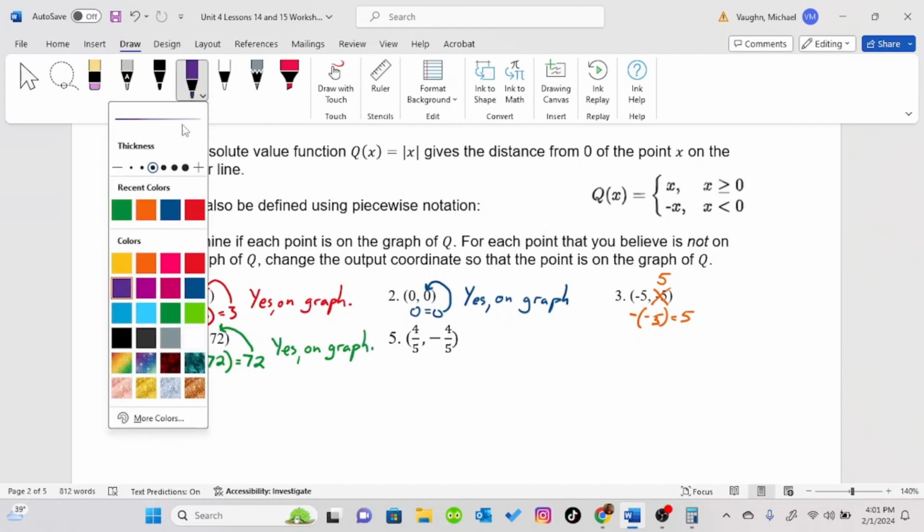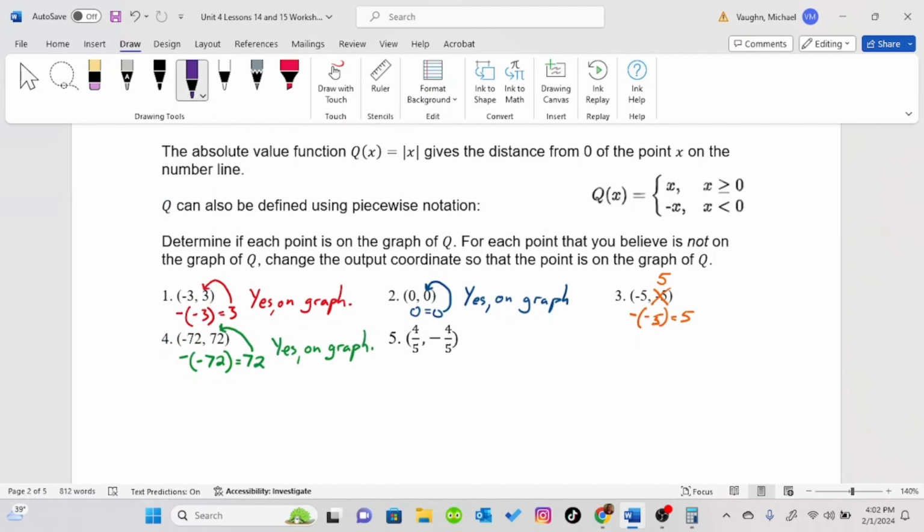And finally, number 5, we have an x value of 4 over 5. This would follow the top rule because x is greater than or equal to 0. This means y, or the function, should equal x. That means 4/5 should be 4/5. That does not match the y value we have, so we need to change that to be 4/5.